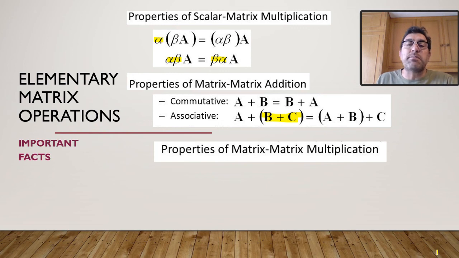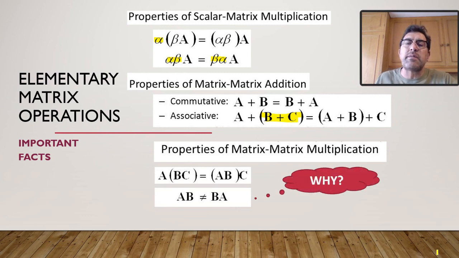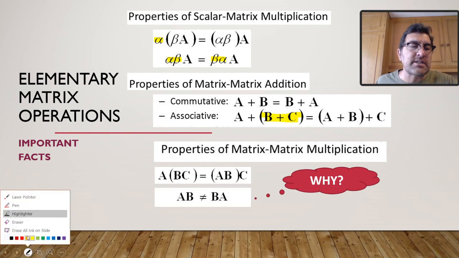Matrix to matrix multiplication: (A times B) times C is equal to A times (B times C). But the reverse is not true. If I have A times B, it's not the same as B times A. Now folks, let's think about why. Why is this the case?